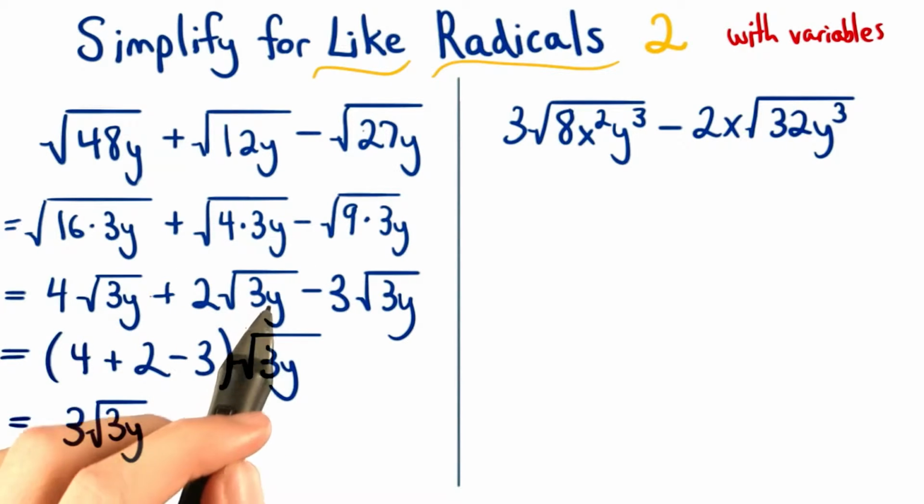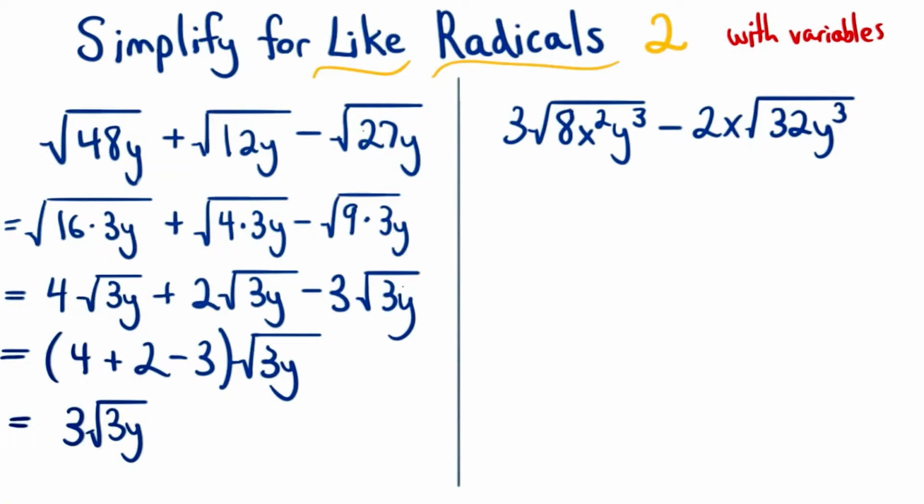Now we have like terms since each one has a square root of 3y. We add 4 and 2 and subtract 3 to get 3 times the square root of 3y.